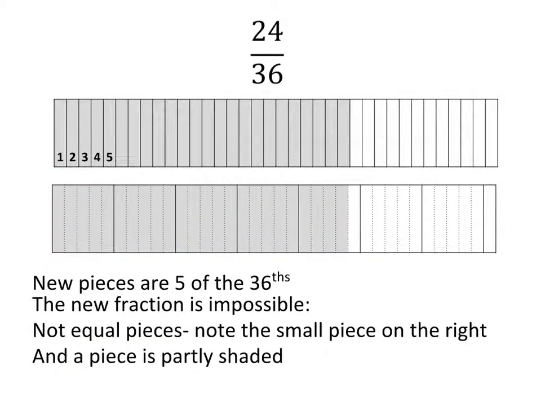Now I tried new pieces of 5. So now I took 5 little pieces, and that's my new piece. And now I'm going to count. 1, 2, 3, 4, 5. Oh, what's going on here? That's probably going to be a problem. Okay, so right away, as I go to count them, I notice that this shape is partially shaded. If one of your new shapes is partially shaded, that doesn't work. You cannot group that way.